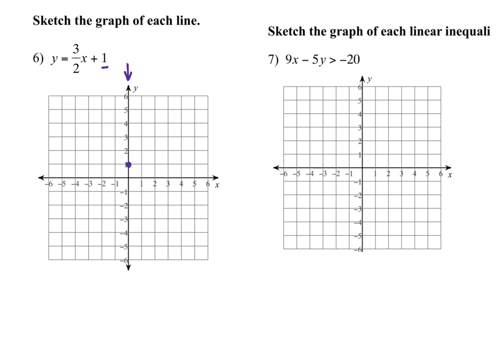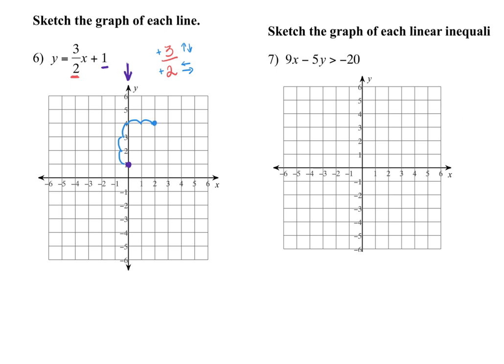All right? The next thing we look at is our slope. Our slope is 3 over 2. Remember, the top number tells me to move up or down. The bottom number tells me to move left or right. So I have a positive 3 over a positive 2. So I want to go up 3 from here. So 1, 2, 3. And I want to go right 2 because that's positive 2. 1, 2. And I'm going to put that second point right there.